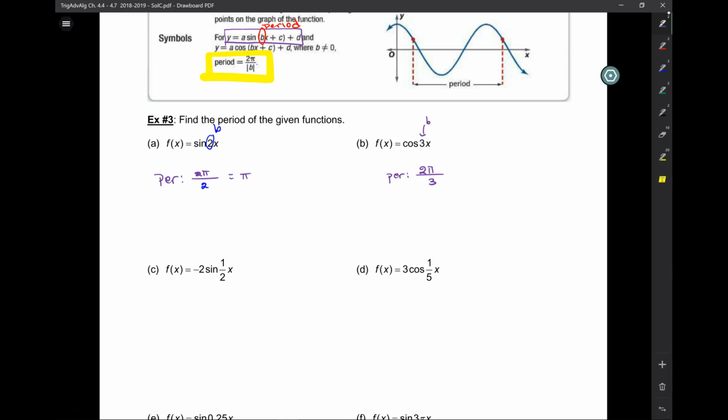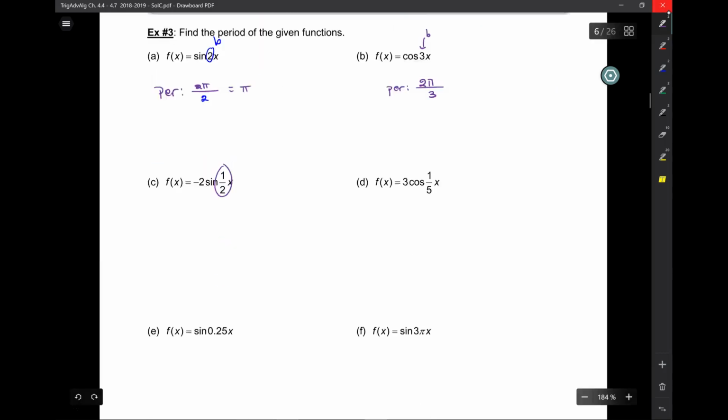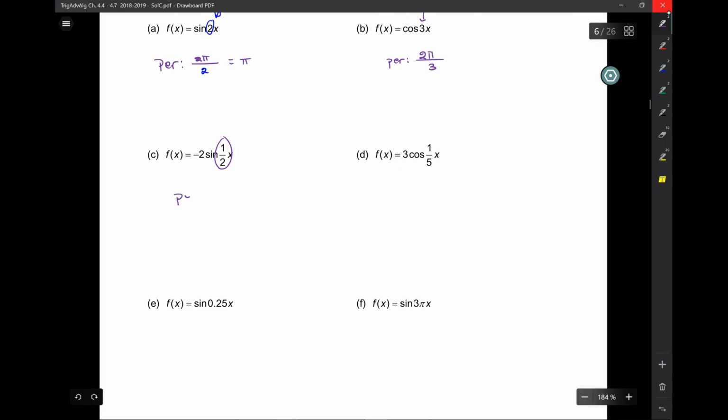Okay. All right, the next one. What's b here? 1/2 is b. So the period, look, the period is 2 pi over 1/2. No, the 2's don't cancel out. So this is 2 pi times 2 over 1. So that's 4 pi. So when it says like -2, the negative 2 here, that's A. That deals with your amplitude. Right now we're just focusing on period.